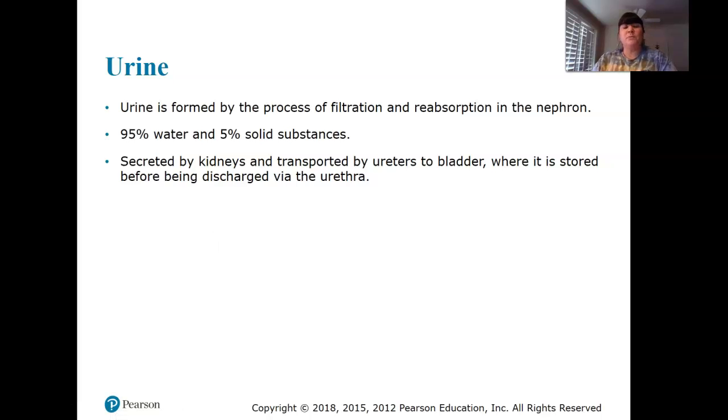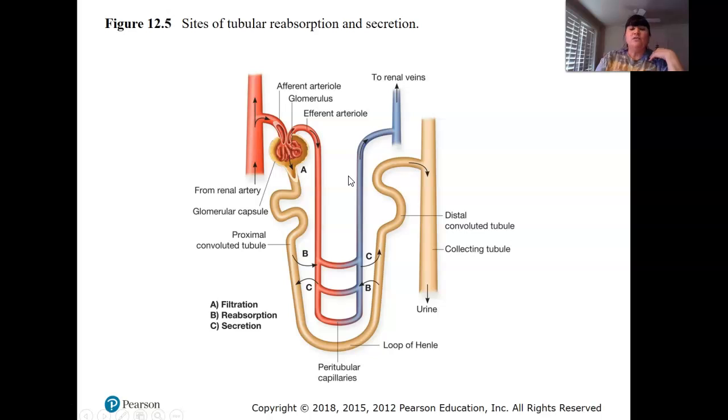Urine is formed by the process of filtration and reabsorption in the nephron, and all those nephrons. What is urine made of? 95% is water, 5% solid substances, secreted by the kidneys, transported by the ureter to the bladder, where it's stored before being discharged via the urethra.